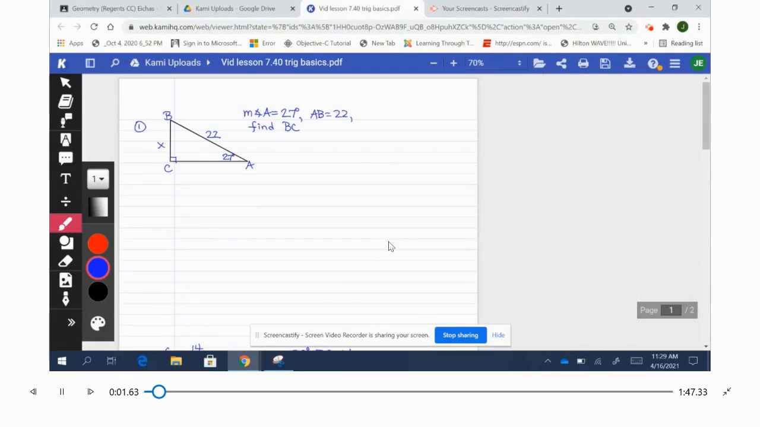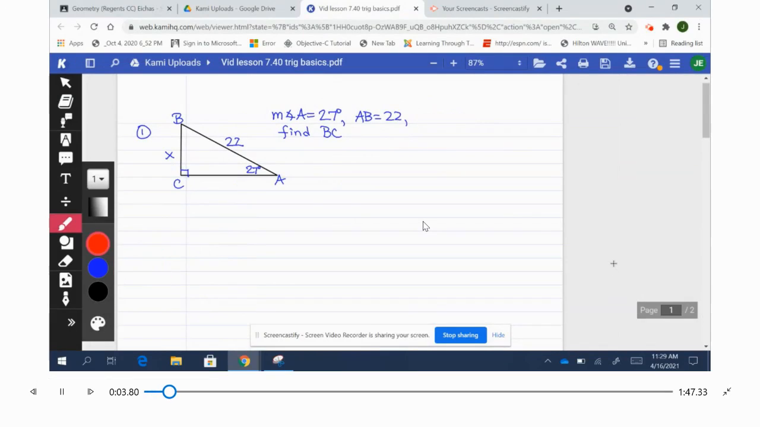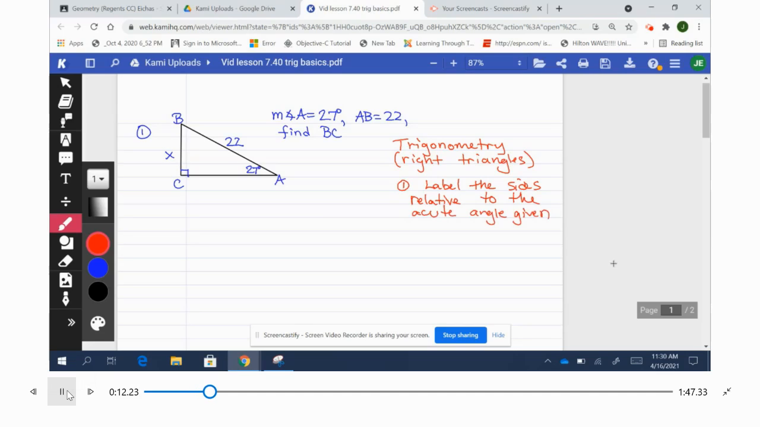So we have notes on how to solve for missing sides in right triangles using trigonometry. Now this process will only work for right triangles. You'll learn other kinds of triangles next year, and it's always going to be using a right triangle, and it's going to be relative to the acute angle given. We're going to label the sides relative to the acute angle that they're talking about.